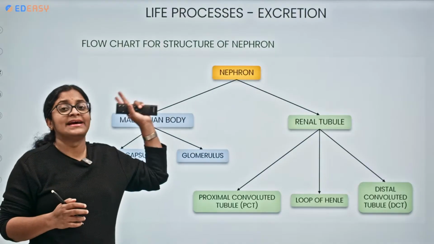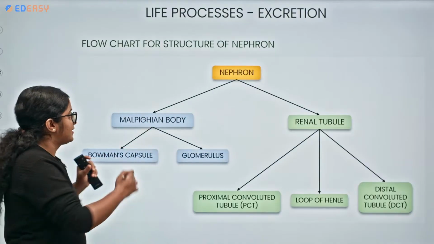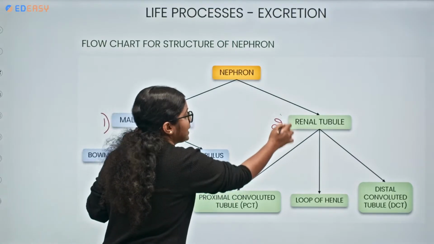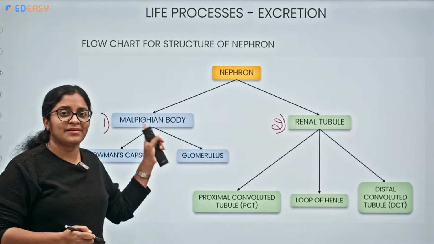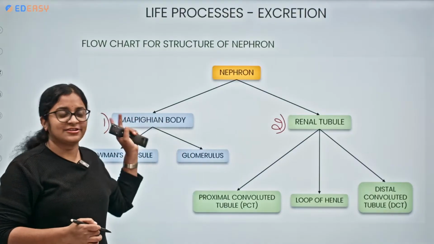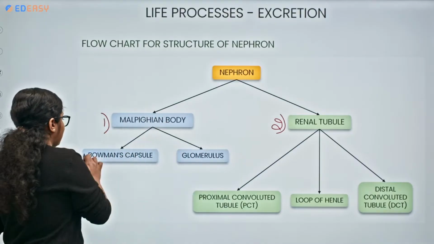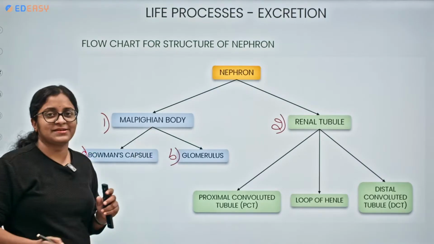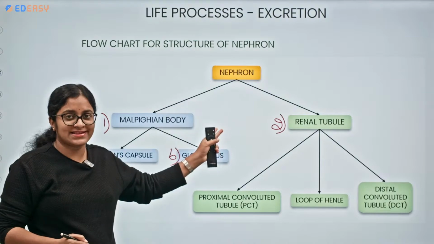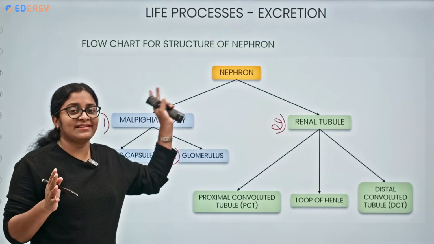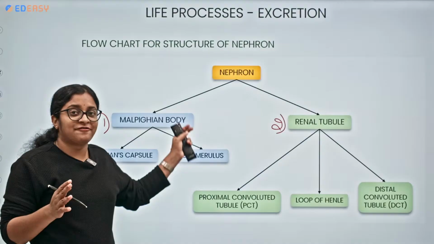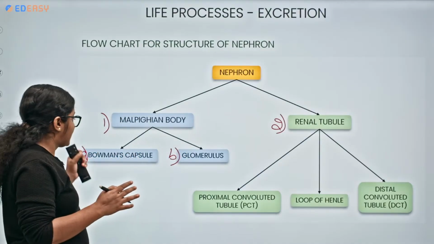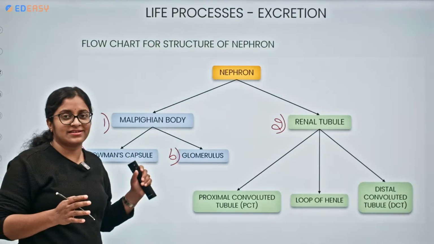The nephron comprises two parts. What are they? The Malpighian body, and the second one is the renal tubule. Remember, Malpighian body and renal tubule. The Malpighian body further has Bowman's capsule and glomerulus. Nephron, two parts. Are you getting the point? From the Malpighian body, again two divisions. What are they? Bowman's capsule and the glomerulus.